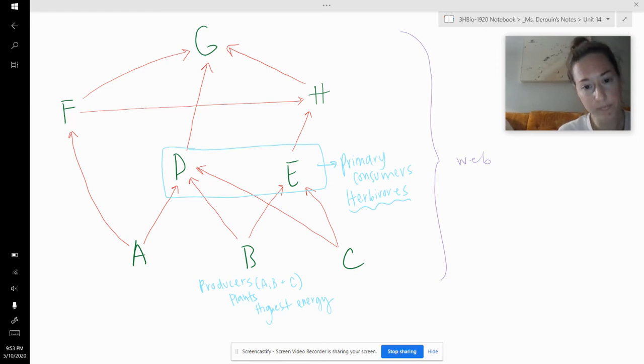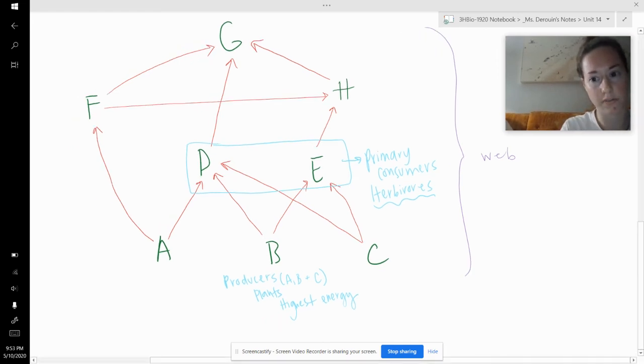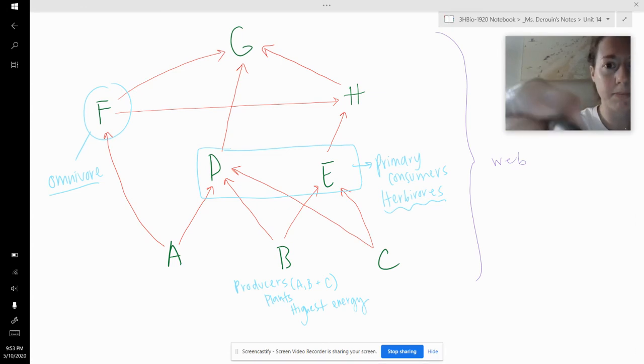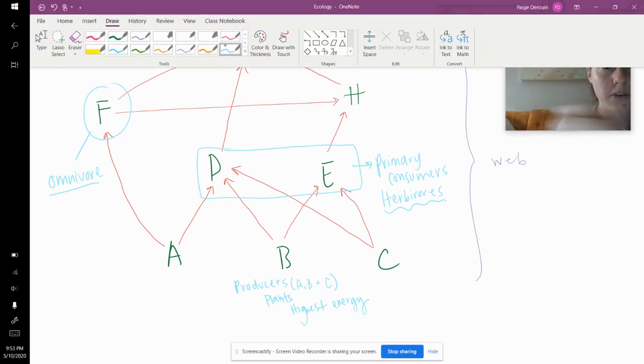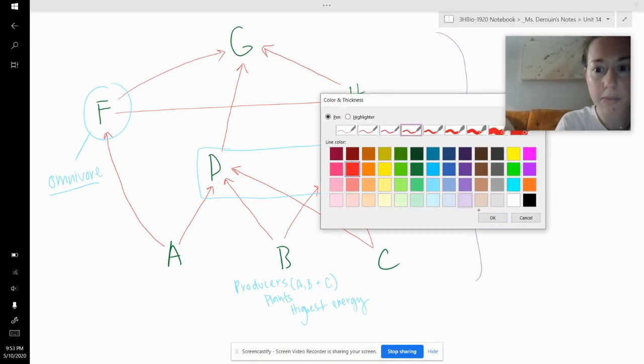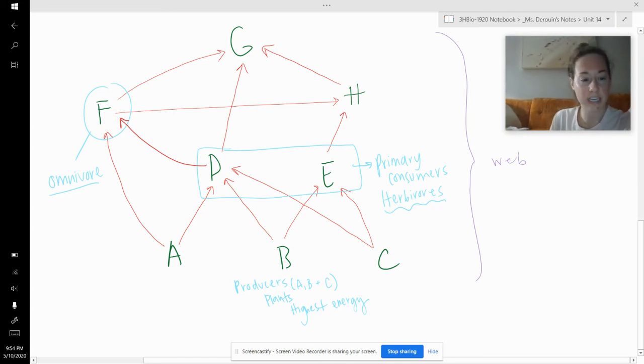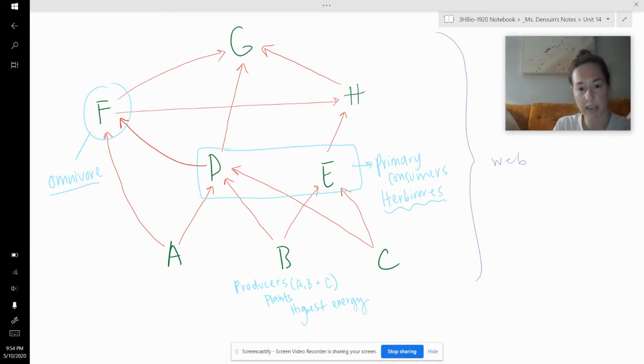F is an omnivore. So if I look here, which means it eats both plants, it's eating A. Oh, wait, no, it's actually an herbivore, but I'm going to make it an omnivore because I wanted something to be an omnivore. So it's going to also be D. All right, so there we go. Now it's an omnivore. It's eating both the plant A and some sort of small animal, probably, which is D.